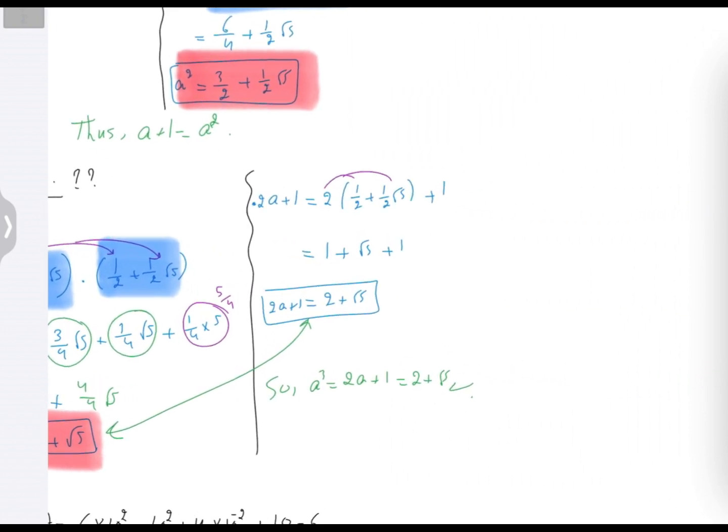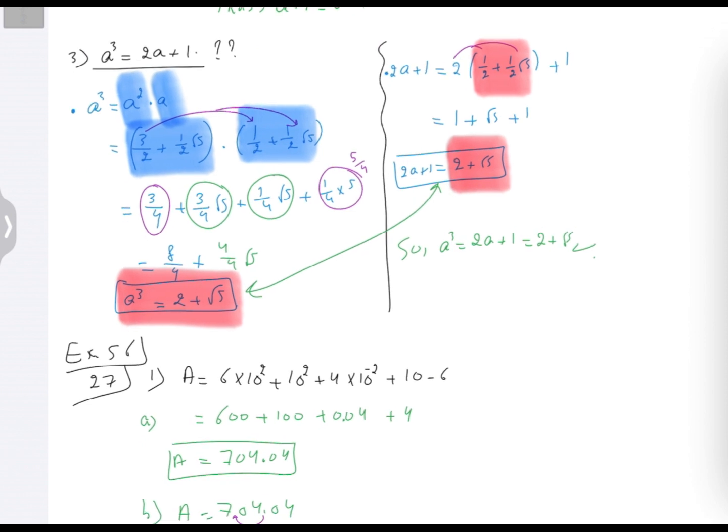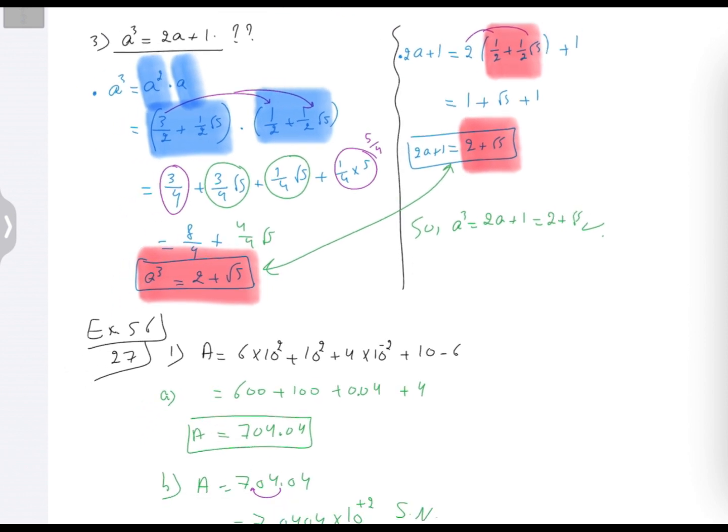Now, 2a plus 1. 2 times a is half plus half radical 5 from part 1, plus 1. Expanded, we will get 2a plus 1 is equal to 2 plus radical 5. As you can see, they are equal expressions, thus a cube equal to 2a plus 1, that's equal to 2 plus radical 5. Now exercise 56.